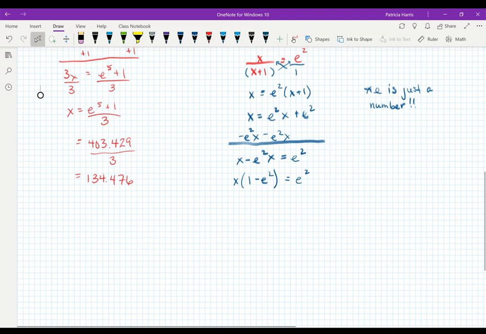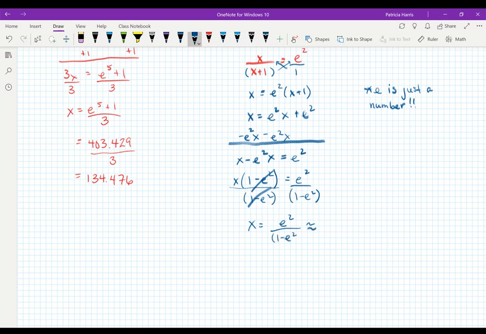Now, I'm actually one step away from being done. Divide off the 1 minus e squared so I get x is equal to e squared divided by 1 minus e squared. Okay, that's an exact answer. If I want an approximate answer, then I'm going to use my calculator. Okay, I get negative 1.1565.